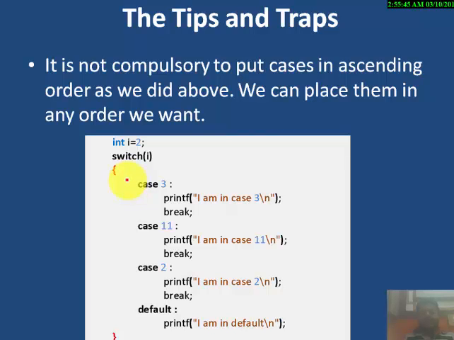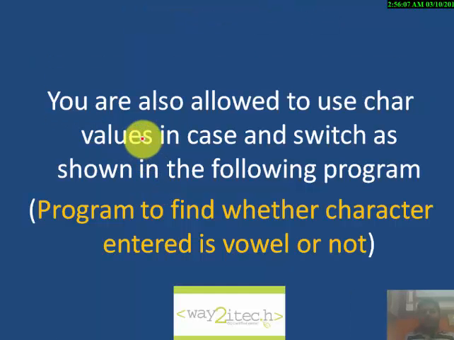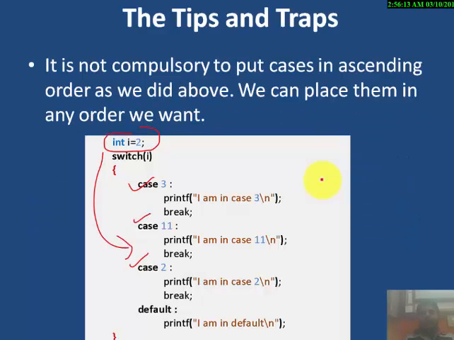We can place these in any order, like we are placing case 3, case 11, case 2 and default case. Value of i is 2. It will just execute the case 2. The order of cases does not matter. We can write these cases in any order. You are also allowed to use char values in case and switch, as shown in the following program. We can also use character data type in switch case.